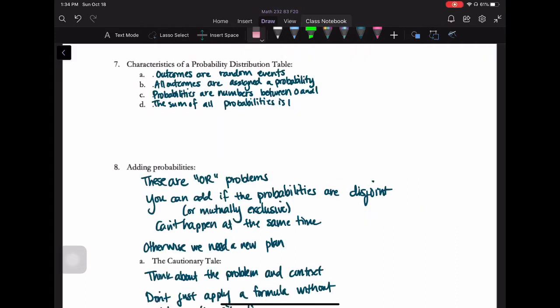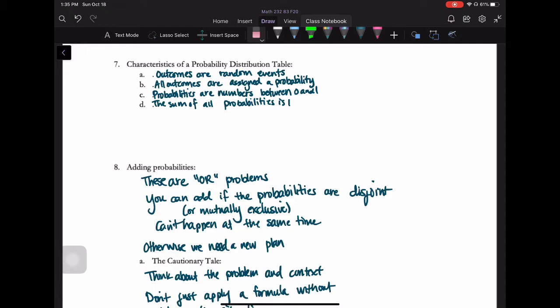And now, a few things to consider about probability. There's certain characteristics of a probability distribution. I talked about this just a little bit when mentioning whether something's a distribution or not. All outcomes are random events. All outcomes are assigned a probability. The probabilities are numbers between 0 and 1, and the sum of the probabilities has to equal 1.